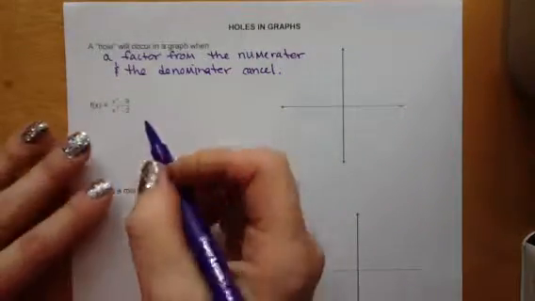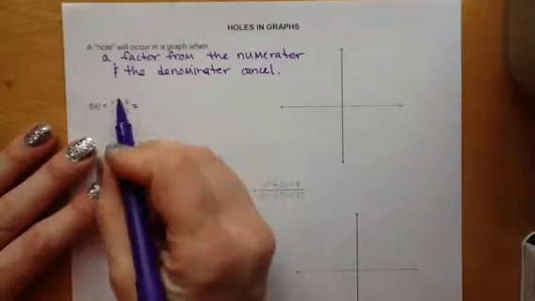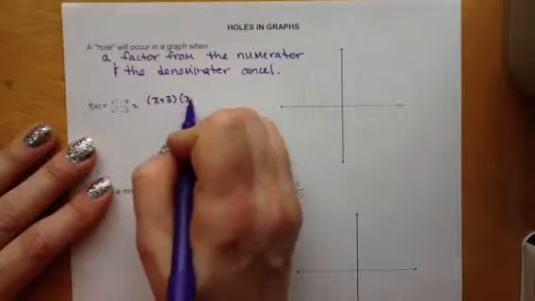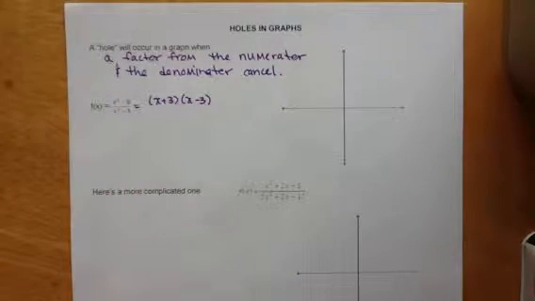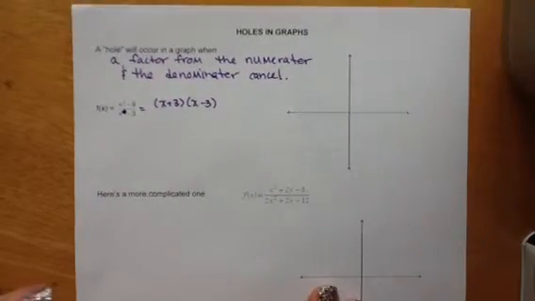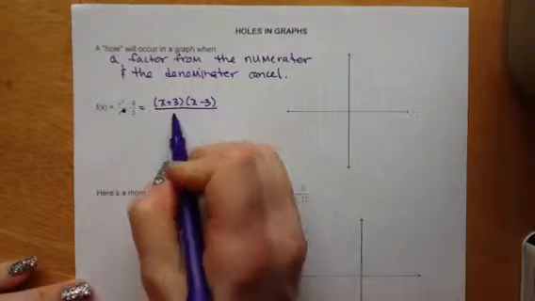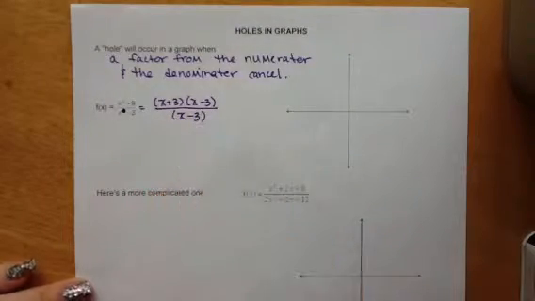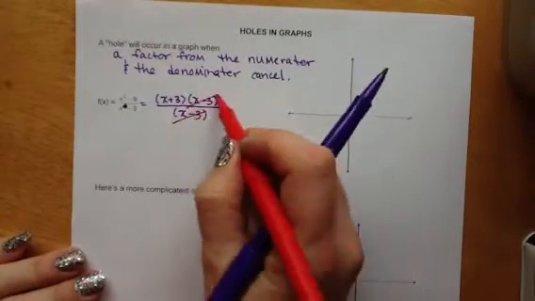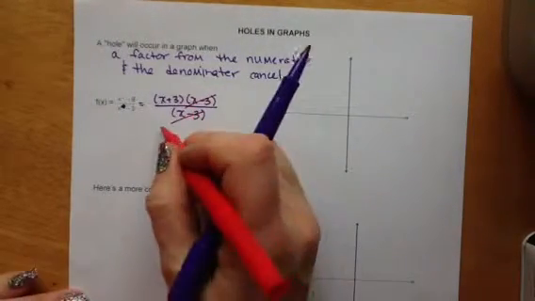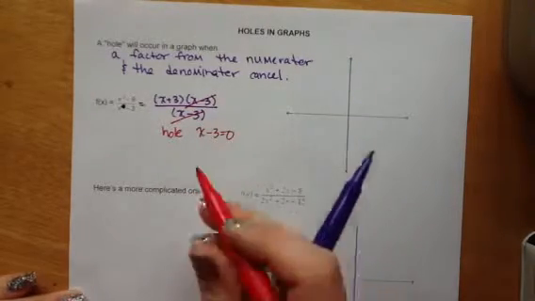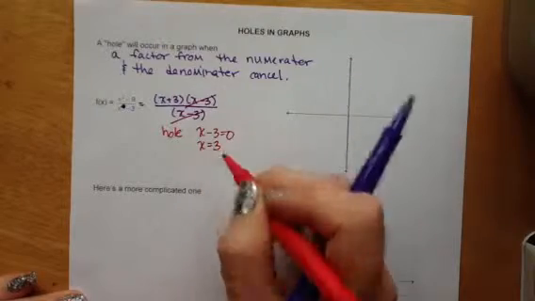So, oftentimes what will be helpful is to go ahead and factor your numerator. So we get x plus 3 times x minus 3. Oh, we have a typo in this problem. This should just be x minus 3. So we have x plus 3 times x minus 3 over x minus 3. And then what you can see is that this x minus 3 cancels. So we're going to have a hole where x minus 3 equals 0. So we have a hole where x equals 3.